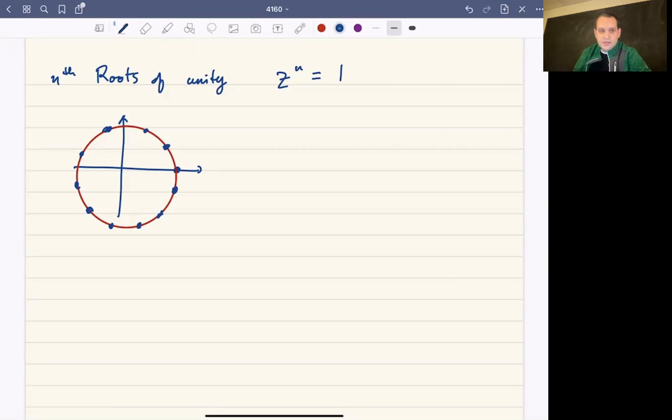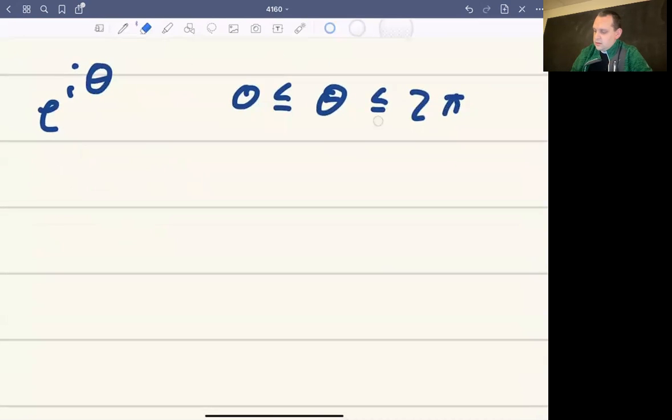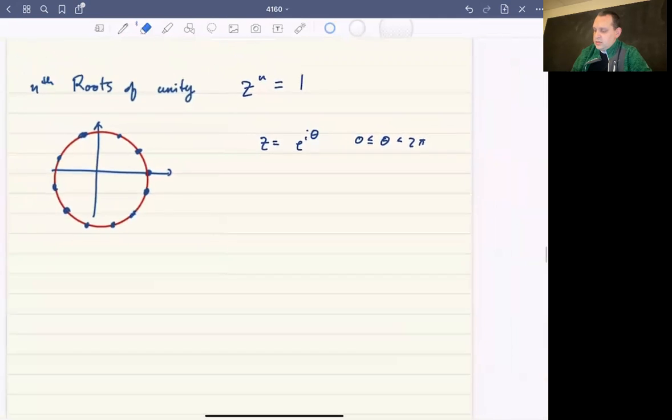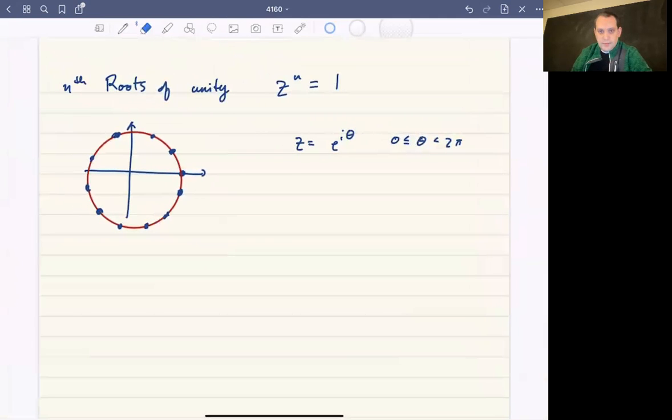So we can write these a little bit nicer since we know that if z is r e to the i theta, and r is 1, that means that all of our solutions are going to be the values e to the i theta, where theta is between 0 and 2 pi. In fact, let's get rid of 2 pi to get rid of the ambiguity. So theta is between 0 and 2 pi.